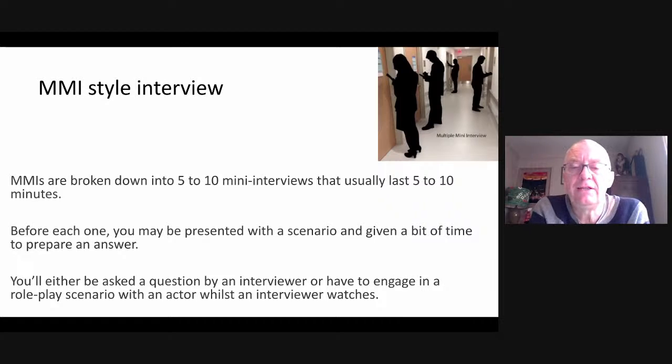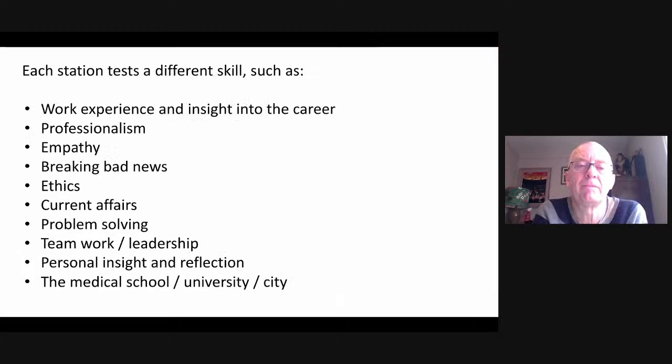I suppose the idea there is that a lot of GPs these days are making calls and talking to patients over Zoom. And so there you go. You're a medical student doing something over Zoom. So why not? Next slide, please. This is just some of the things that can be asked at an MMI station.